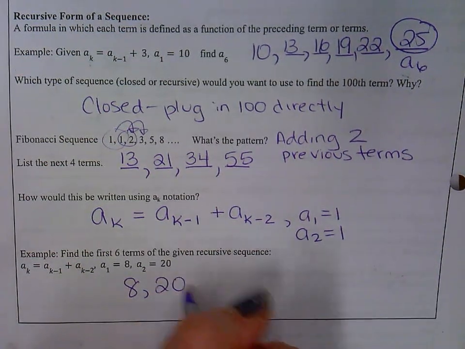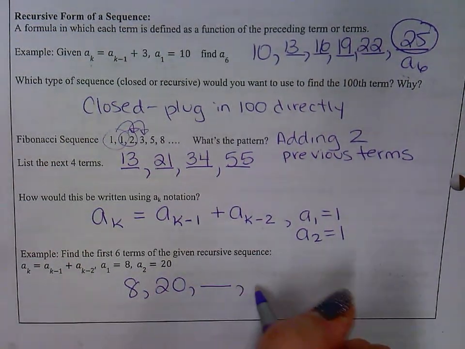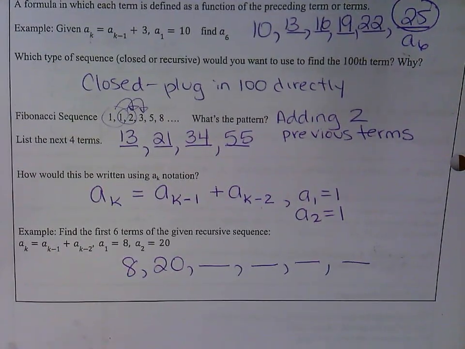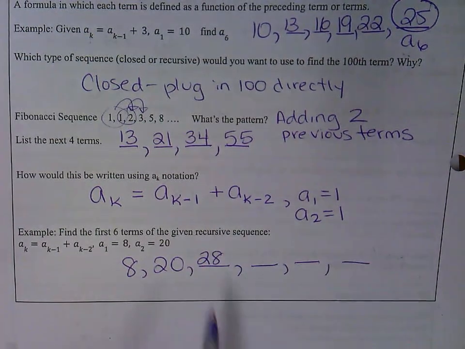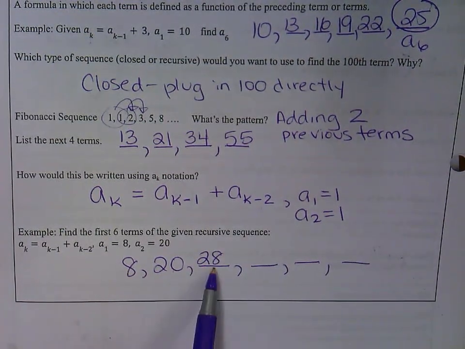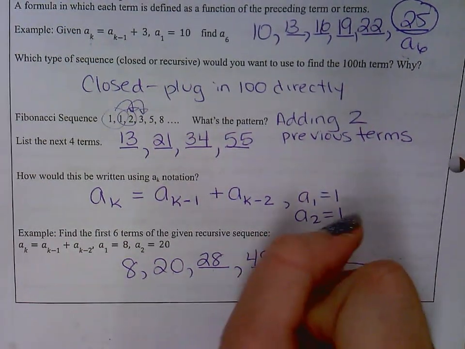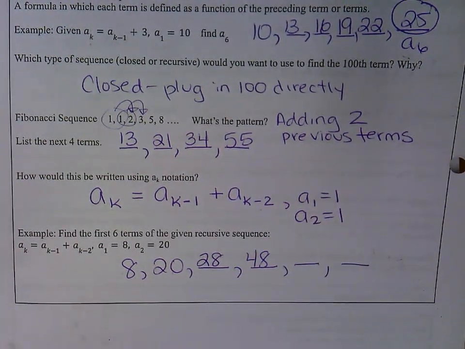So what would be term number 3? What would I get for term number 3? 28. You're just adding the 2 previous terms together to get the next term. What would be the next term? 48. Can you try the next 2 on your own? So 28, then 48. Not too bad once you figure out, just add the 2 preceding terms.